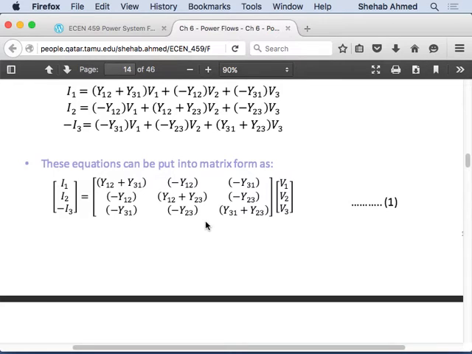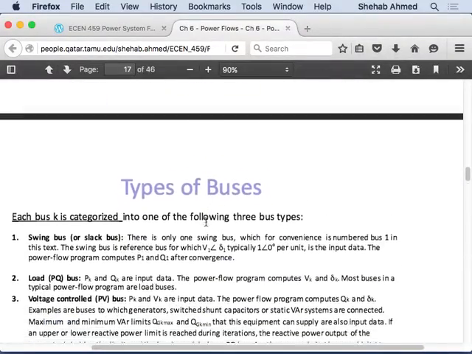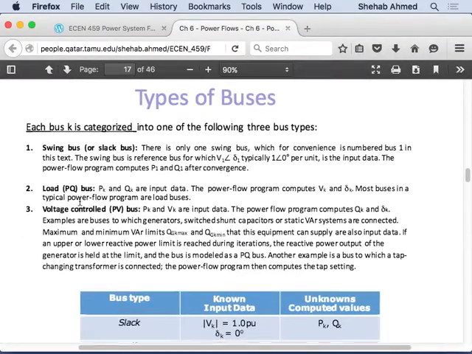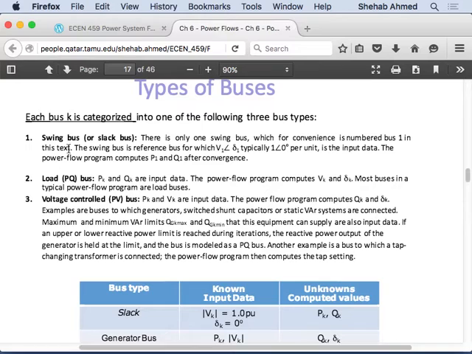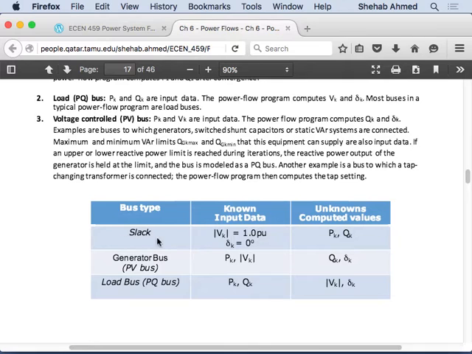So at every bus, I have an equation for real power. Let me just look at the equations. So yeah, we talked about the different buses, right? We mentioned the swing or slack bus, the load or PQ bus, and the voltage or PV bus, right? And we said that at a slack bus, I know voltage as a magnitude and angle, and so the unknowns would be the real and reactive power.